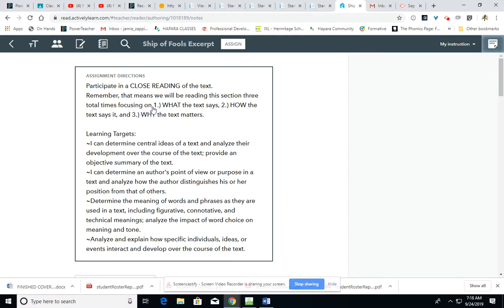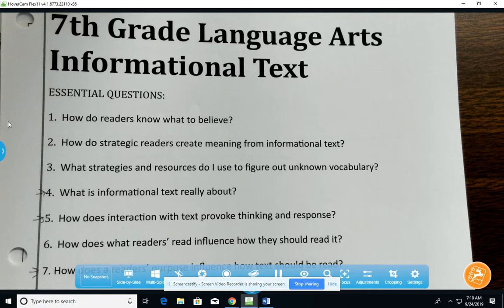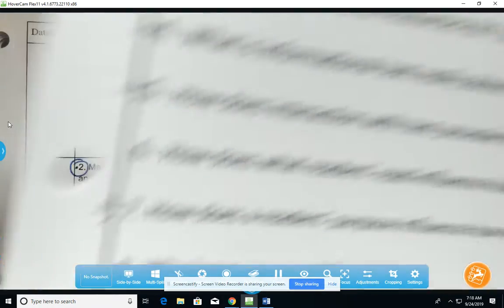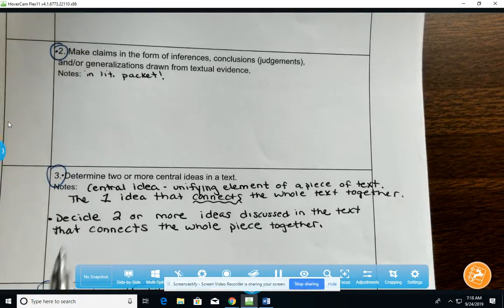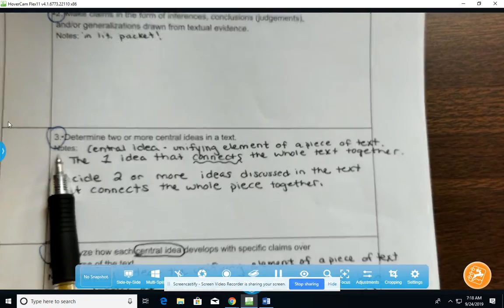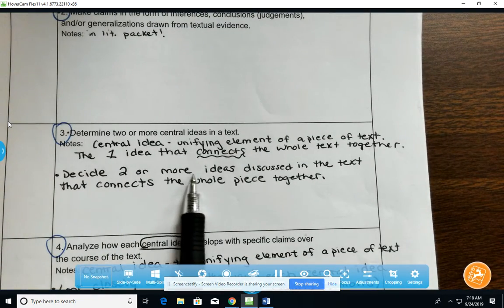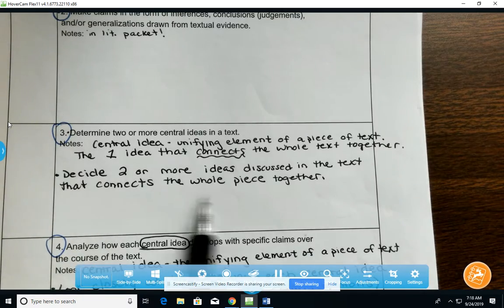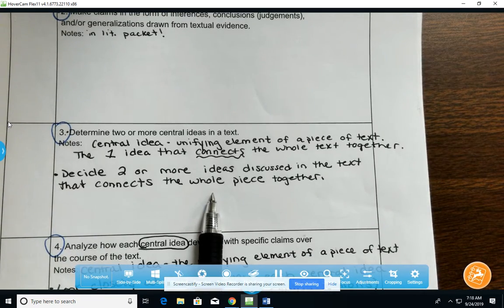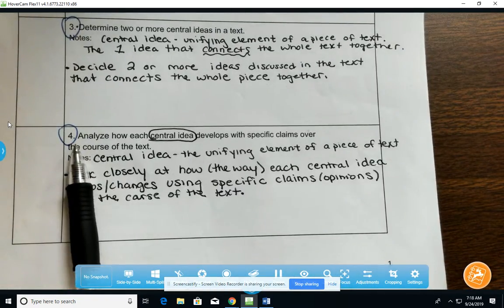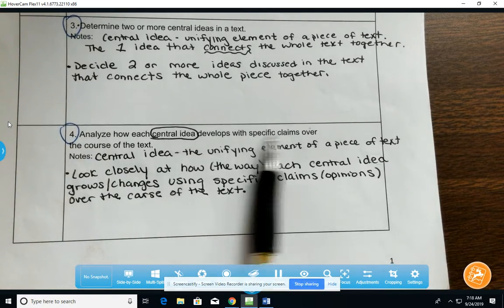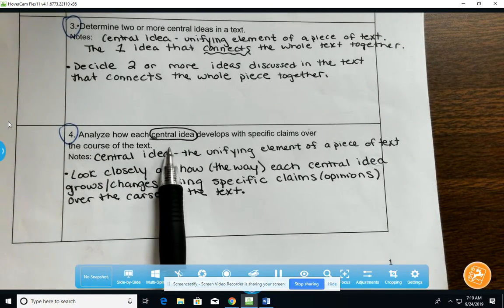For this, remember we focus in the first phase of reading on what the text says. As we look at what the text says, we're going to be focusing on some specific learning targets that we covered yesterday. We'll be looking again at learning target number 3 to determine 2 or more central ideas in the text, which means to decide 2 or more ideas that are discussed in the text that connect the whole piece together. We're also going to look at learning target number 4 to analyze how each central idea develops with claims over the course of the text.